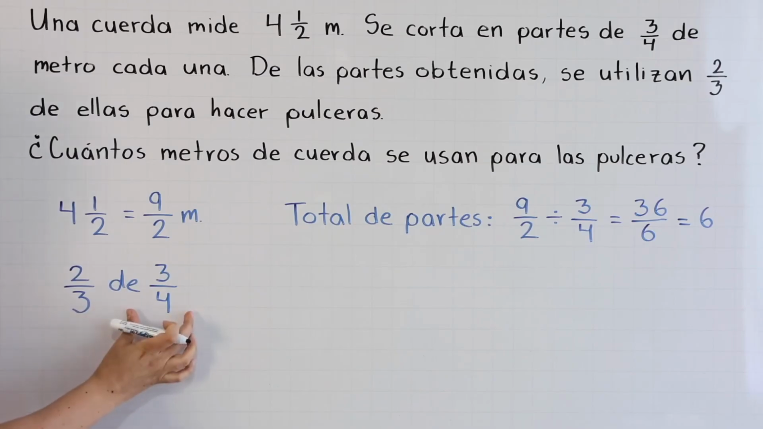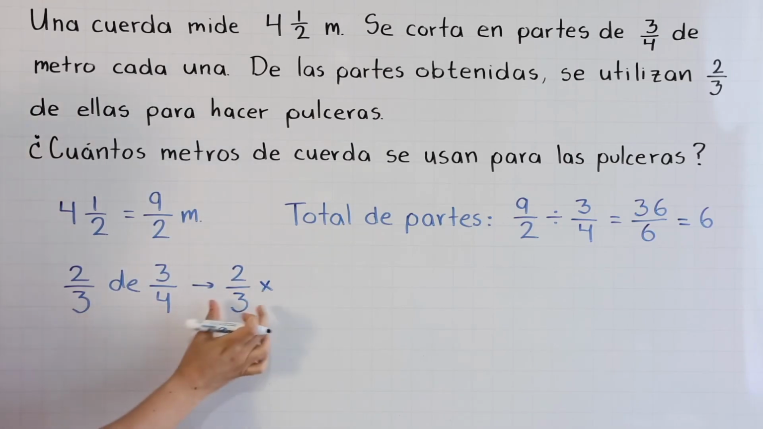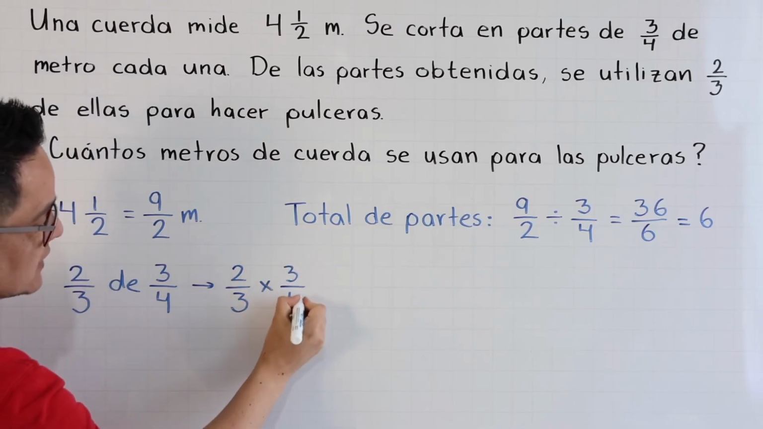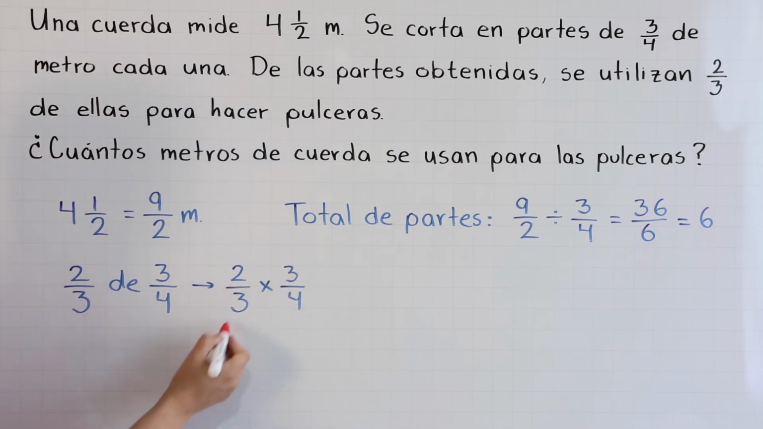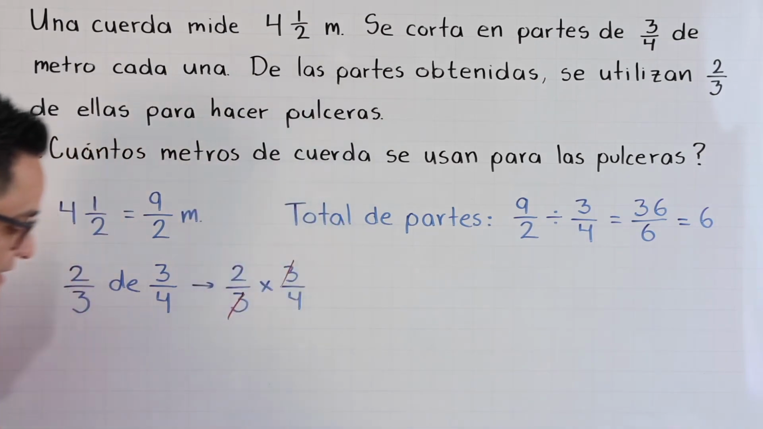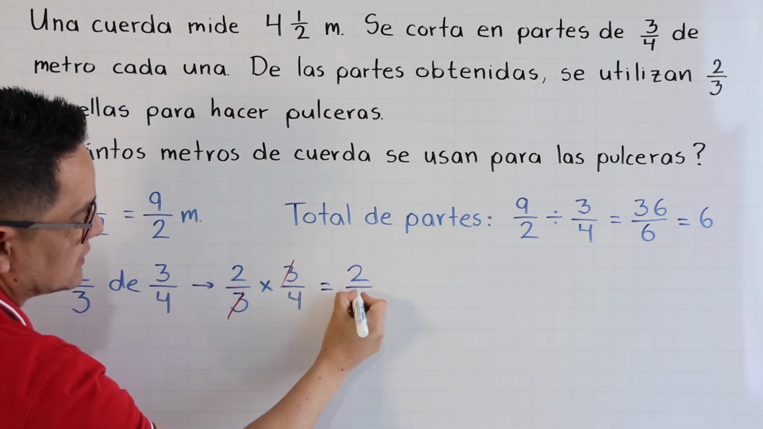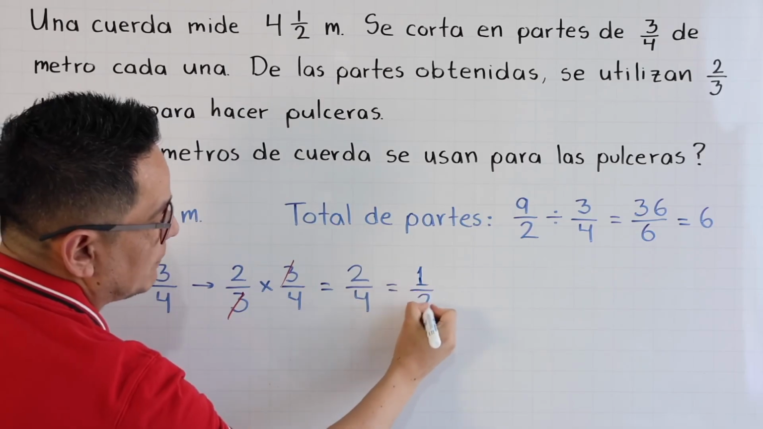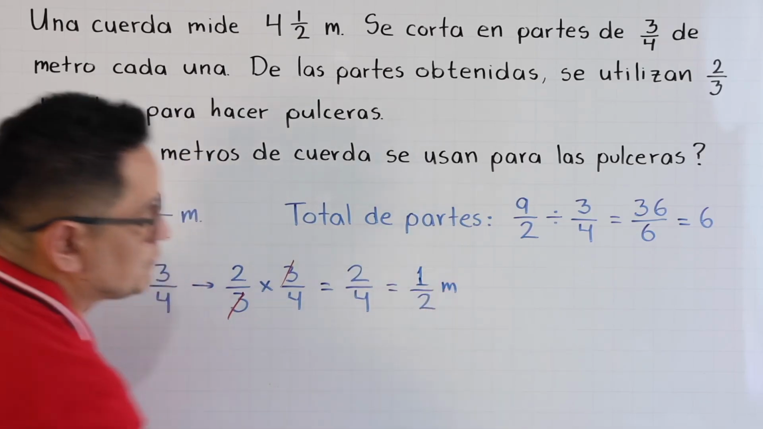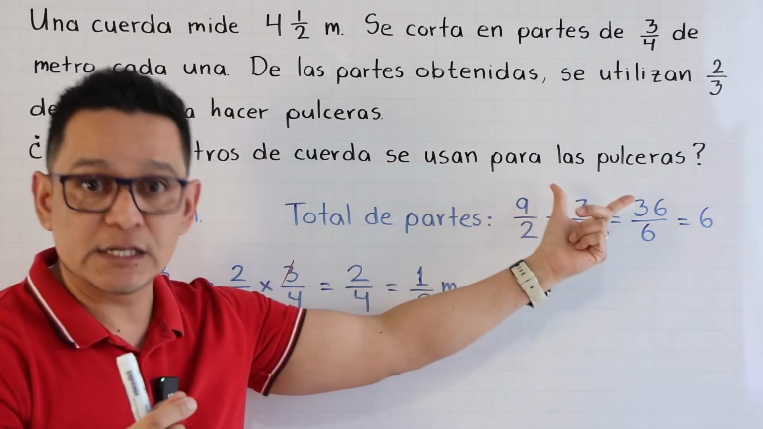So I'm going to do 2/3 of 3/4. But we already agreed that 2/3 of 3/4 can be solved with a multiplication, right? So I would have 2/3 times 3/4, and now let's do this multiplication. It's pretty simple, because 3 goes into 3 once. We can cancel the 3 with the 3, and I'm left with only a 2 in the numerator and a 4 in the denominator. We simplify, and I get 1/2, right? Half a meter. That's the length of the piece of string that's used to make the bracelets.